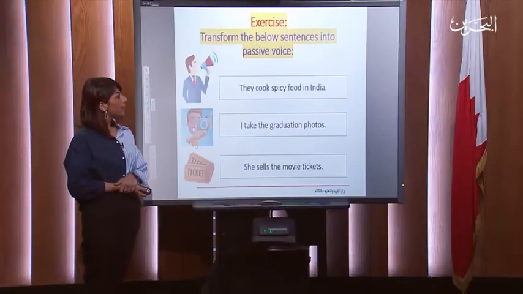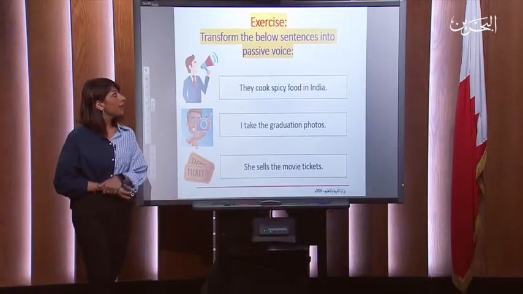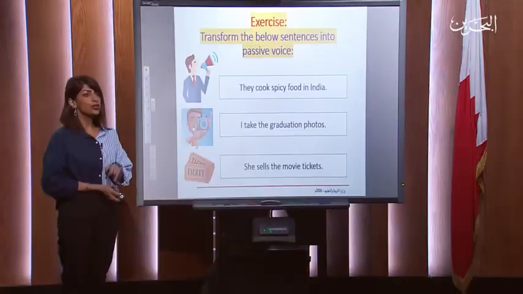Now, this is a very easy exercise, I believe. I will ask you guys in 2 minutes to transform the below sentences. There are 3 sentences. I want you to transform them into passive voice. So let's start now. You have 2 minutes. Let's do it together.